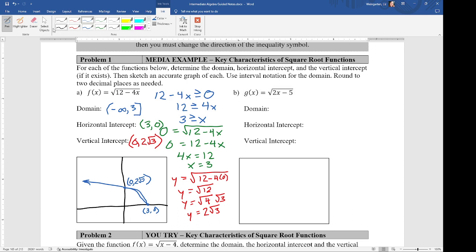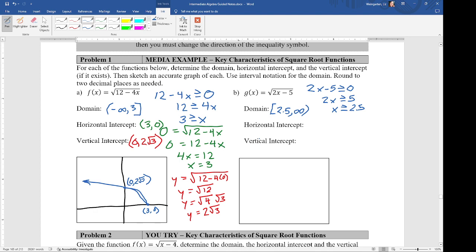Our next function, we are going to follow the same processes. What is inside the square root must be greater than or equal to 0. So I'm setting everything inside the square root to be greater than or equal to 0. I'll add 5 to both sides, and I get x is greater than or equal to 2.5. So for this domain, we are going to have a hard bracket on 2.5, and it goes all the way up to infinity with a soft bracket.